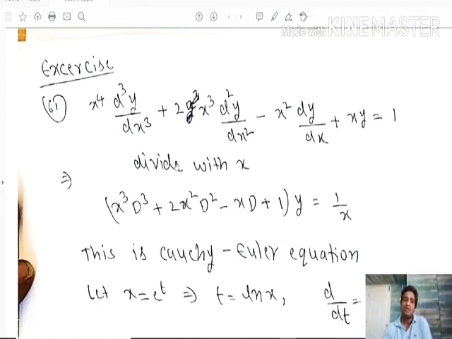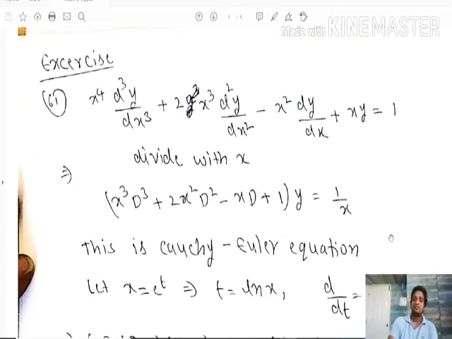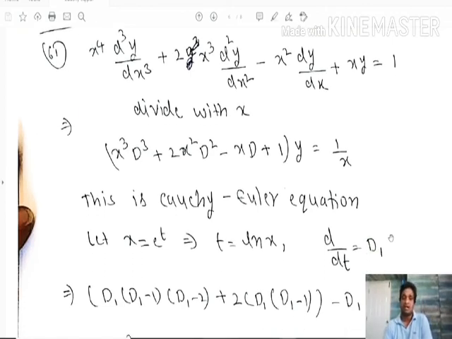So what we will do: here x cube must be there, here x square, here x, and here there should not be any x. So we divide with x, then it becomes x cube D cube plus 2x square D square minus xD plus 1 into y is equal to, since I am dividing the total equation on both sides with x, 1 by x. See here x cube D cube, x square D square, x power 1 D power 1. So we can conclude that it is a Cauchy-Euler equation.